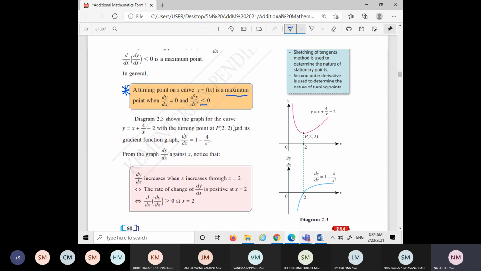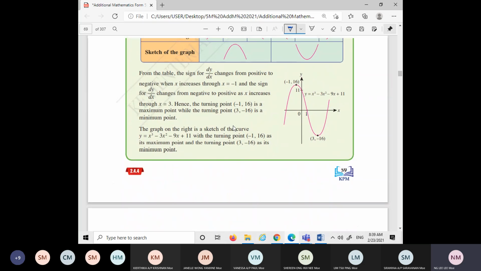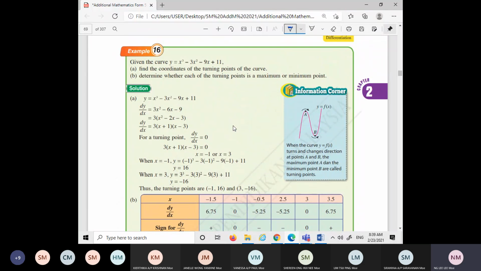Then we'll see how to solve the problem. Okay, so now you know already. So we straight away go to the example. Look at this example. Given the curve, find the coordinate of the turning point of the curve.